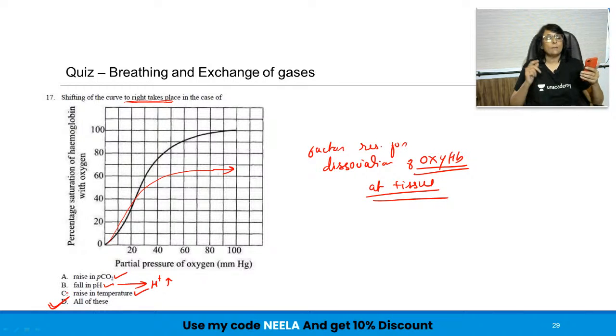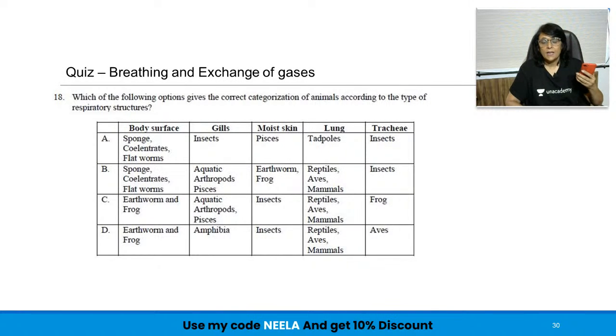Okay? So there can be a direct question, there can be an indirect question on oxygen dissociation. All right, let us see if you are able to answer this 18th question or not. Some respiratory structures are given and some animals are given. So you have to pick the one which is telling you everything correctly. Eighteenth question, what is the correct answer?